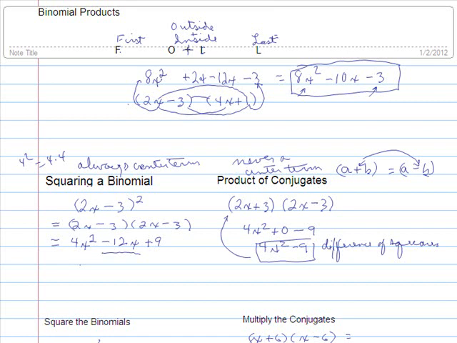Now below here I give you some binomials to square just to practice and some conjugates to multiply just to practice. Just go on through those. And then below your product of conjugates I have some factoring problems there. I want to do the first one for you.